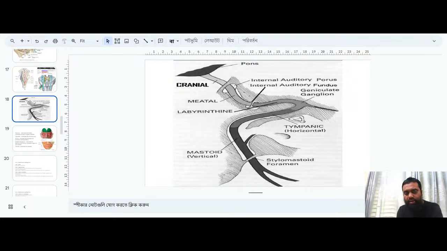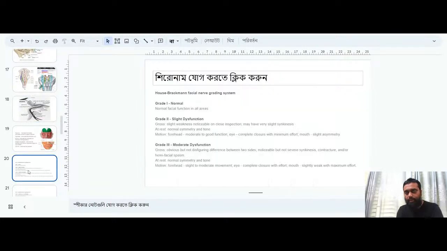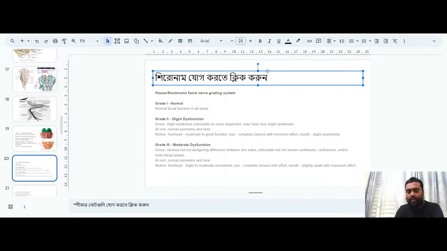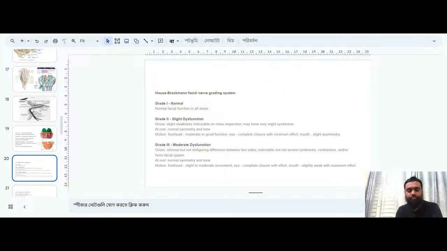And in middle ear surgery, especially mastoid surgery, we have to drill out all the mastoid process. So during the drilling of the mastoid air cell system, the facial nerve can be injured. That will cause the lower motor type of facial nerve palsy. So when there is facial nerve palsy, we have to grade this facial nerve injury. There are different grading systems in the literature, and the widely accepted one is the House-Brackmann facial nerve grading system.